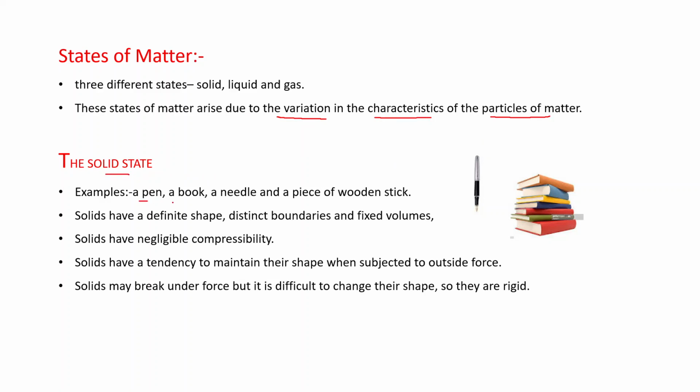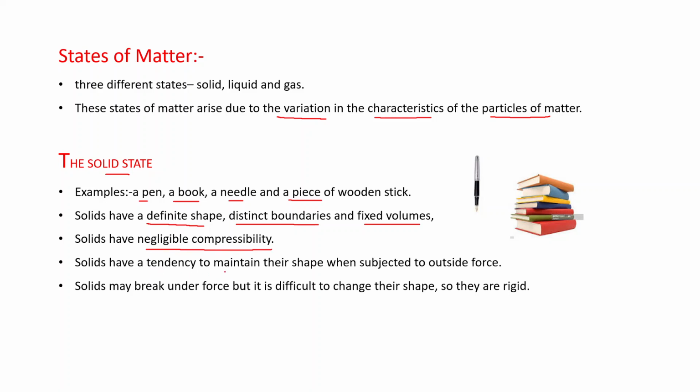Examples like pen, book, needle, a piece of wooden stick. Examples of solid state. Now if you observe these examples, then we can say solids have definite shape, distinct boundaries and fixed volumes. Clear? Solids have negligible compressibility. It means we can't compress these solids.